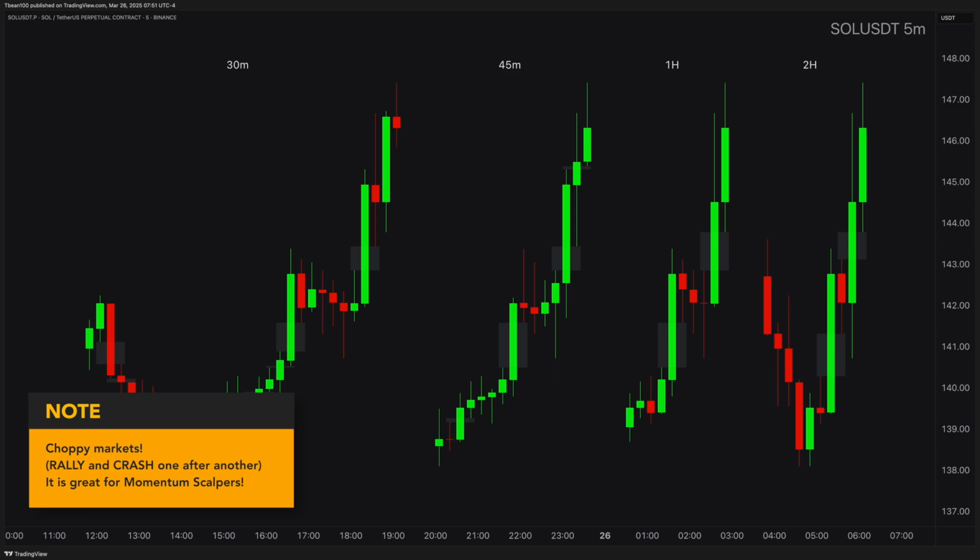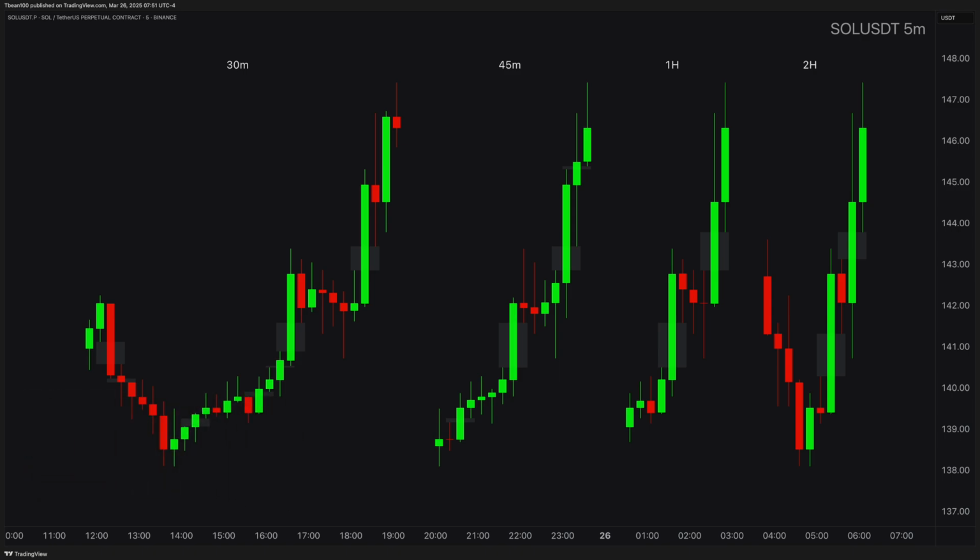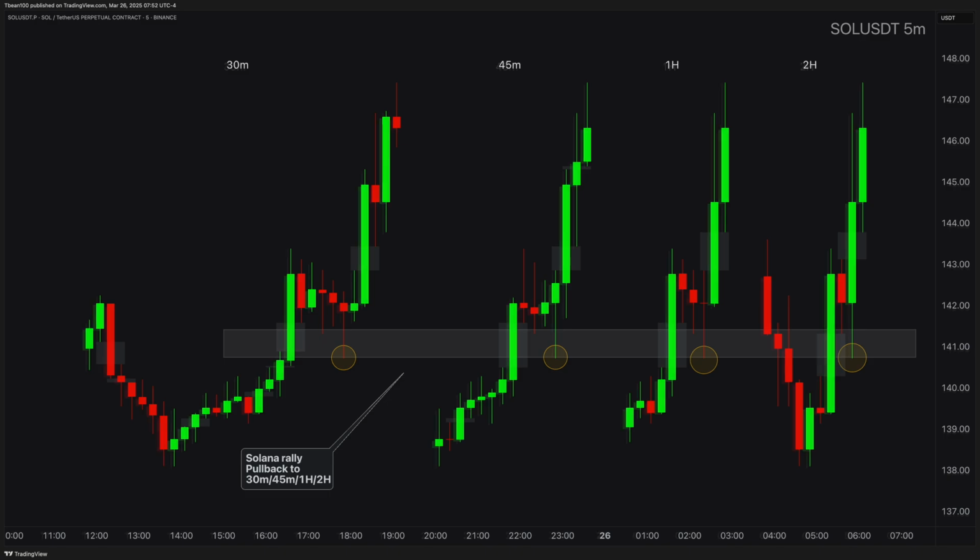As in this example of Solana. Solana was in a multi-day rally for a while, since it dropped to $120, but now is pushing back to $150 again. In this particular momentum-based scalping setup, after the quick rally, it was pulling back into this nice trade area. It consisted of 30-minute, 45-minute, 1-hour and 2-hour imbalances at the same time. The moment you see this, you must set an alarm on this price level, because this could be the ignition point of the next rally coming up.